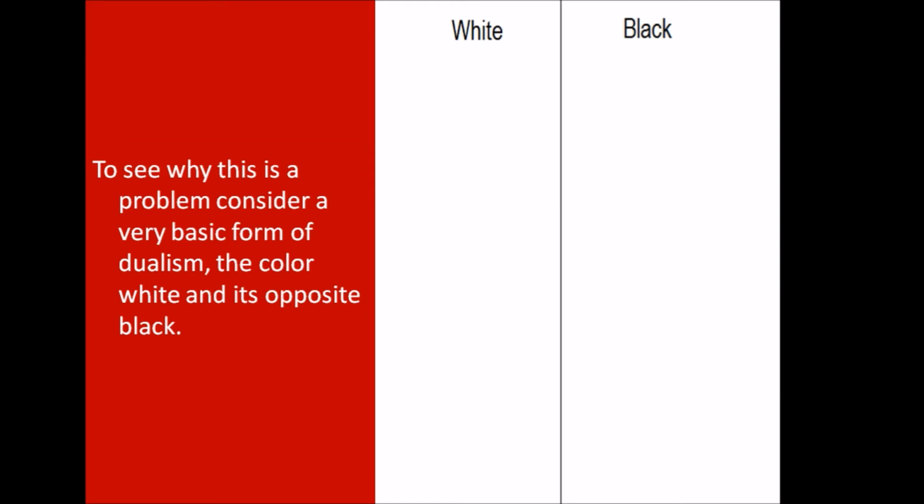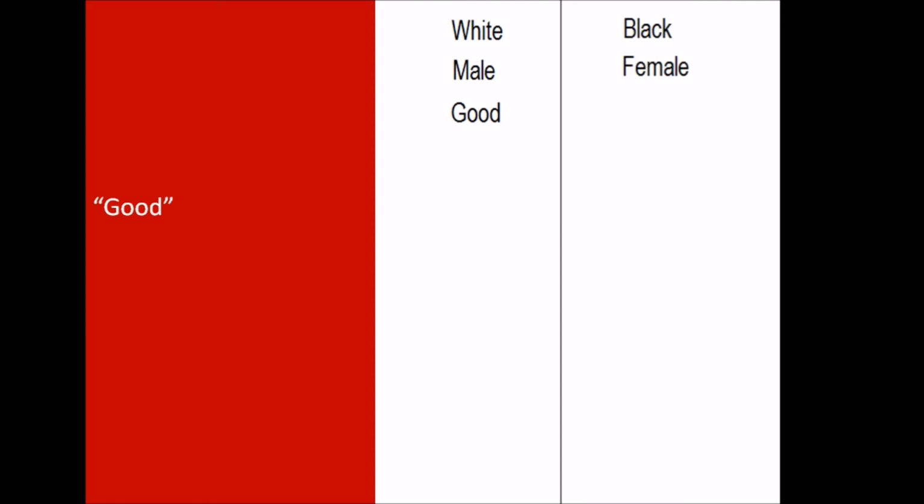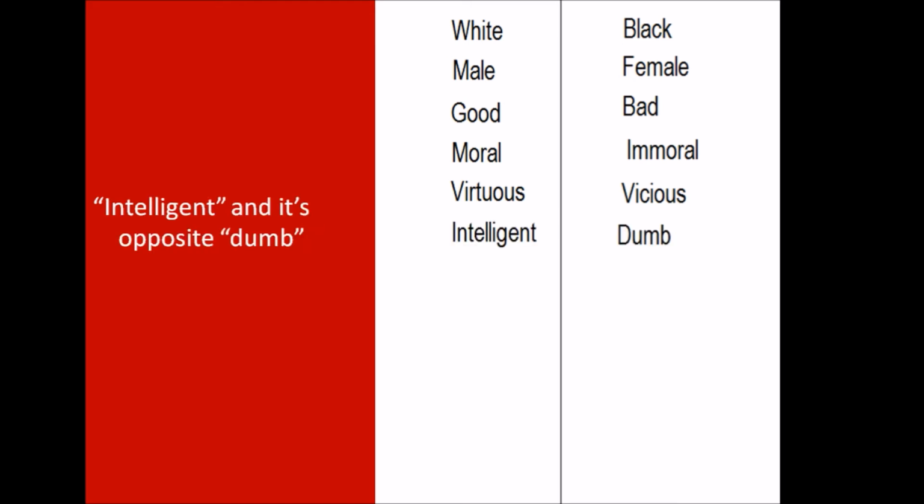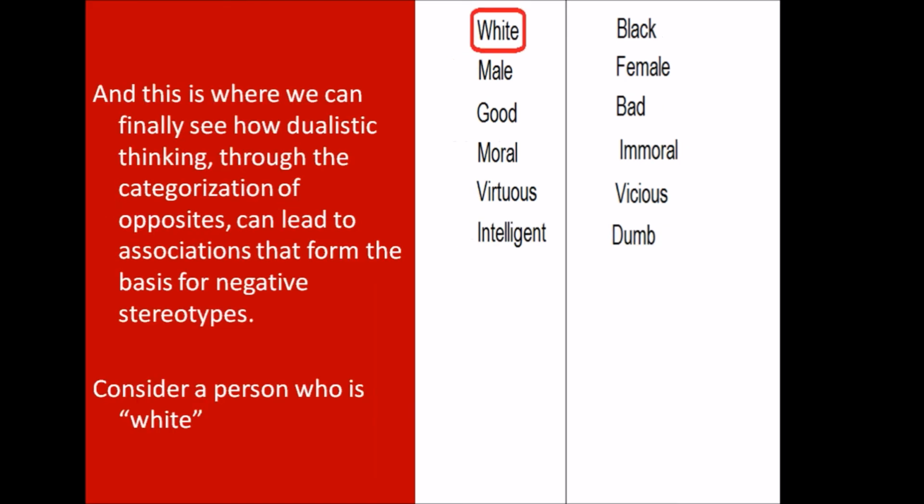To see why this is a problem, consider a very basic form of dualism, the color white and its opposite black. Now consider male and its opposite female, good and its opposite bad, moral and its opposite immoral, virtuous and its opposite vicious, intelligent and its opposite dumb. And this is where we can finally see how dualistic thinking, through the categorization of opposites, can lead to associations that form the basis for negative stereotypes.